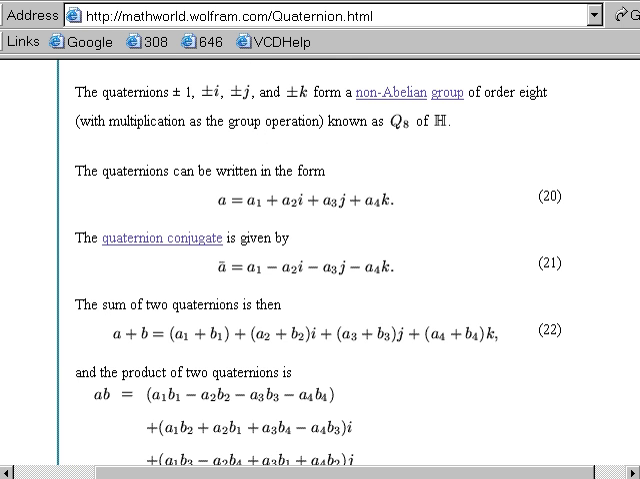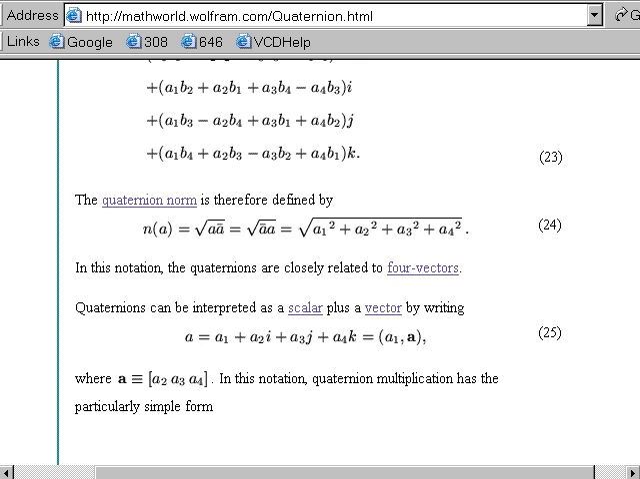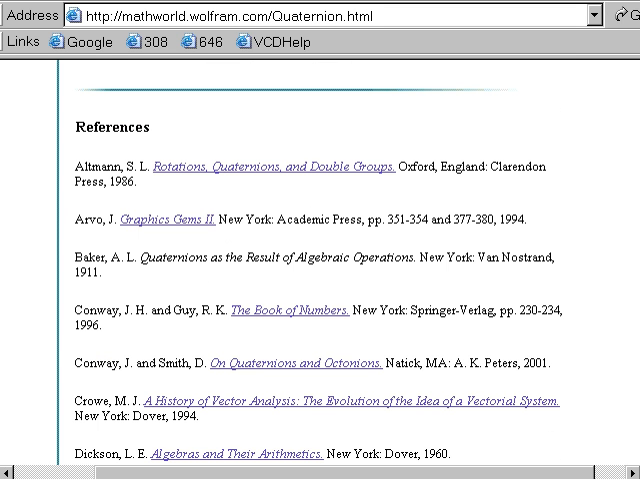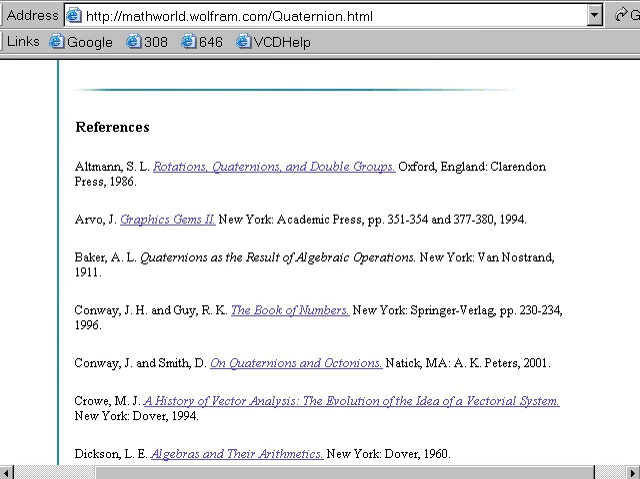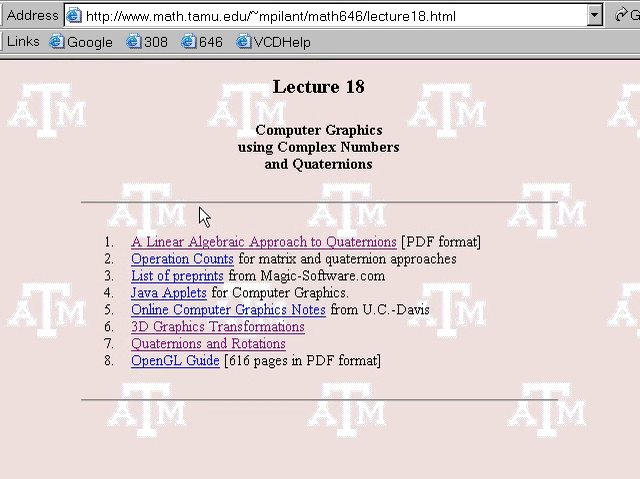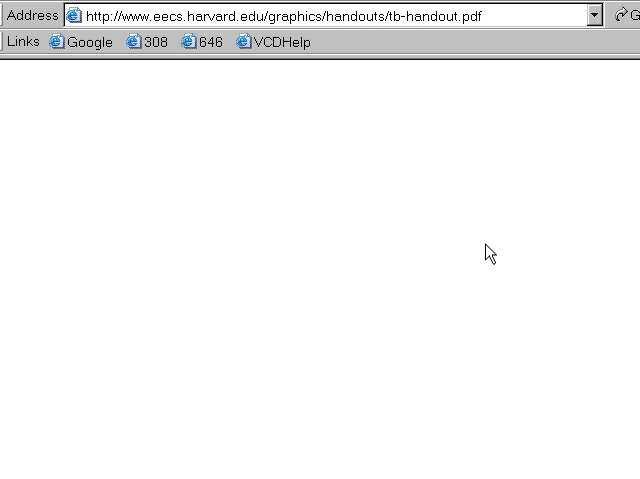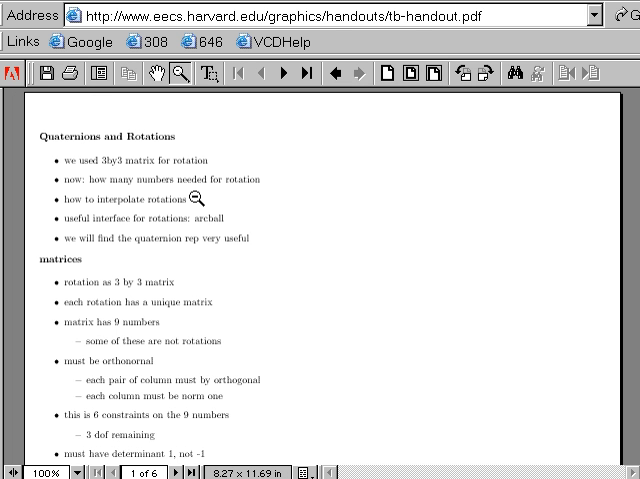Somewhere down there. Okay, so a1 plus a2i plus a3j plus a4k, and then you have the conjugate, and then you have all these rules for matrix multiplication. But what I'd like to do today is just show you a couple applications of the quaternions to do rotations in 3 dimensions.